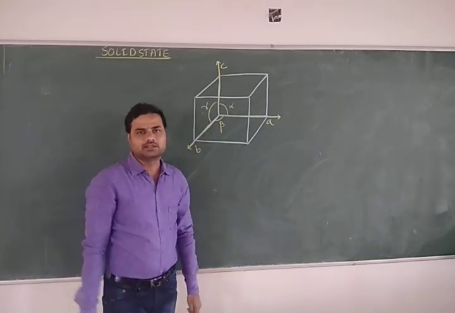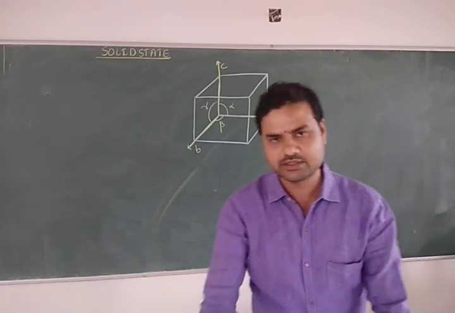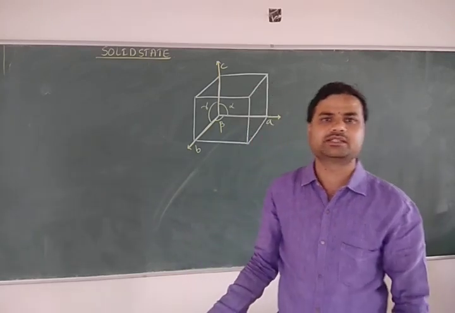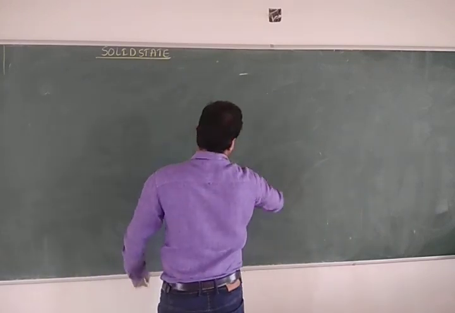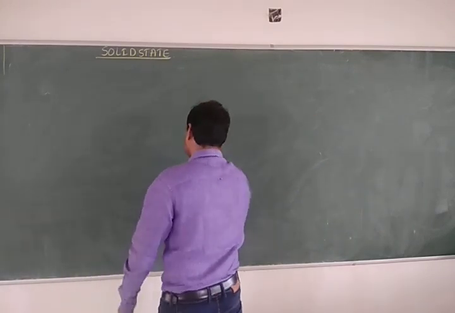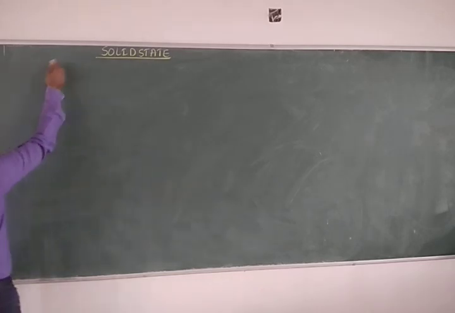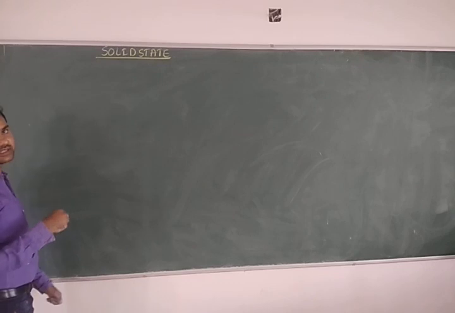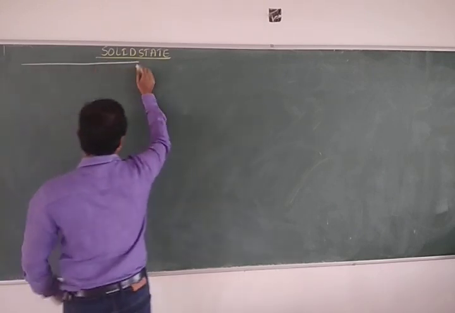Based on this, the crystal systems are divided into 7 types. Totally, how many types of crystal system do we have? 7 types. So 7 crystal systems we have here, and this is the classification of the crystal systems, which can be taken in the form of a table. So here the topic is classification of the crystal systems, and we are drawing a table for it.